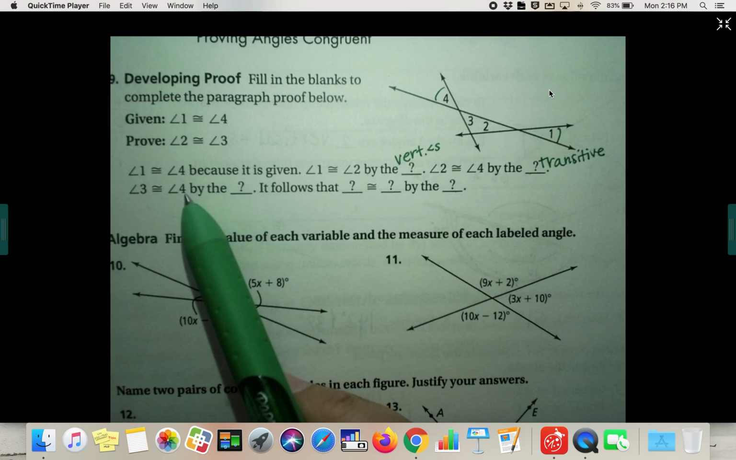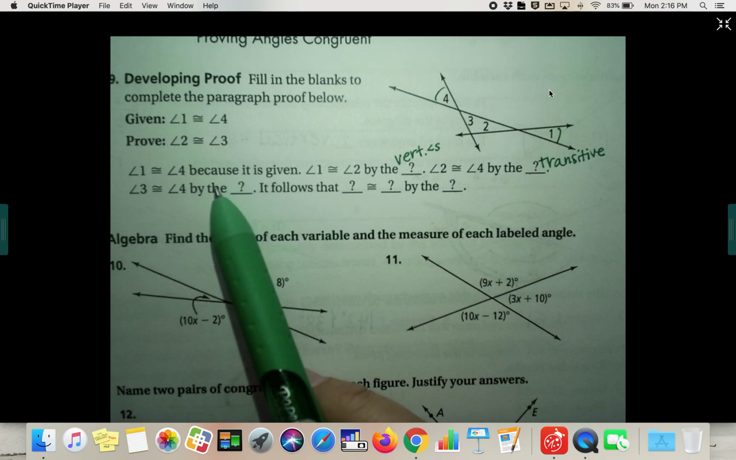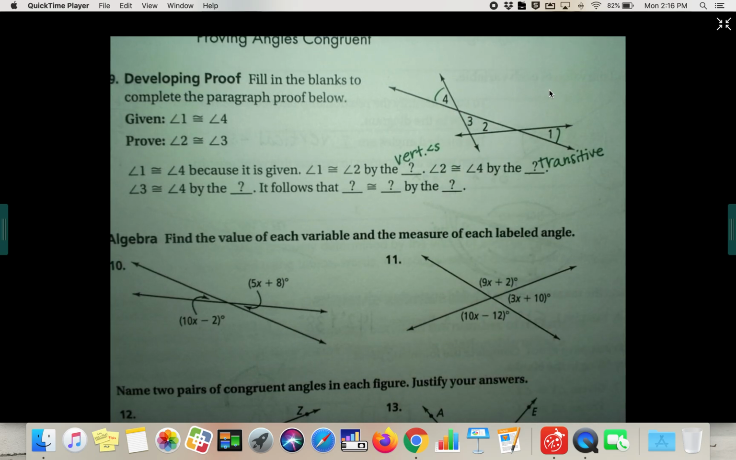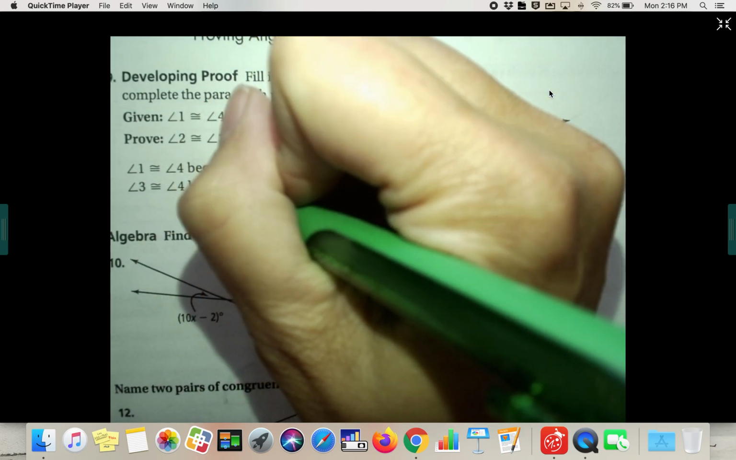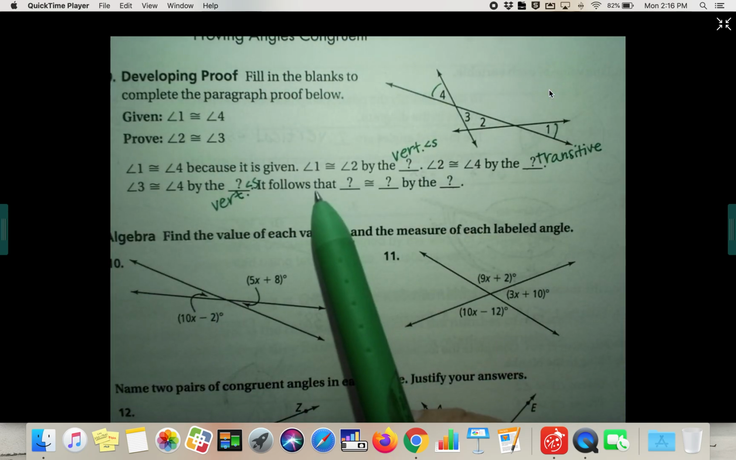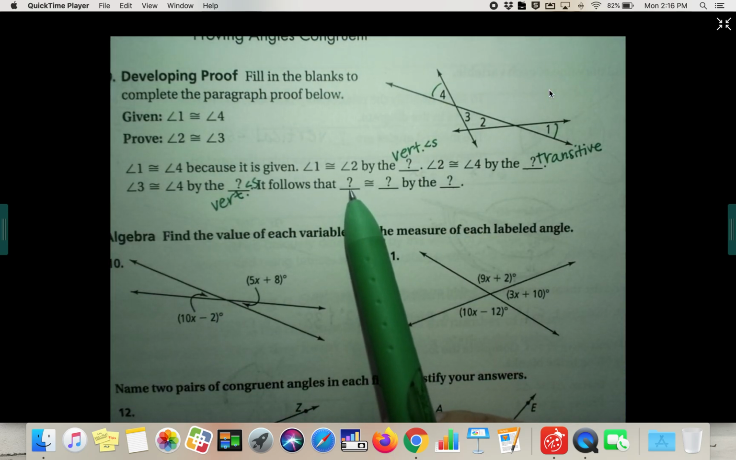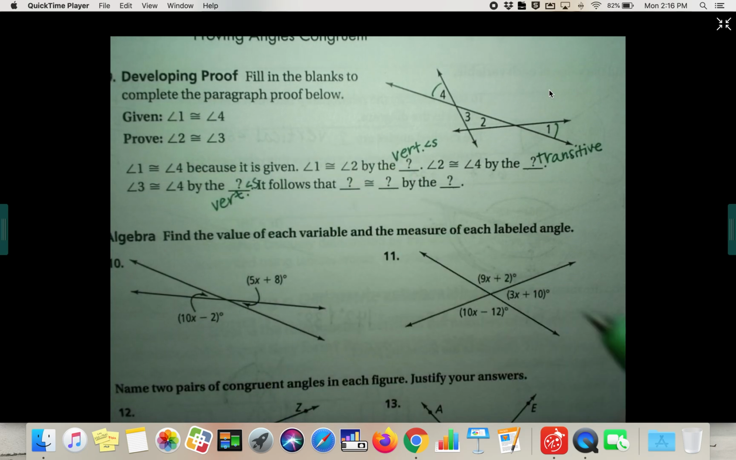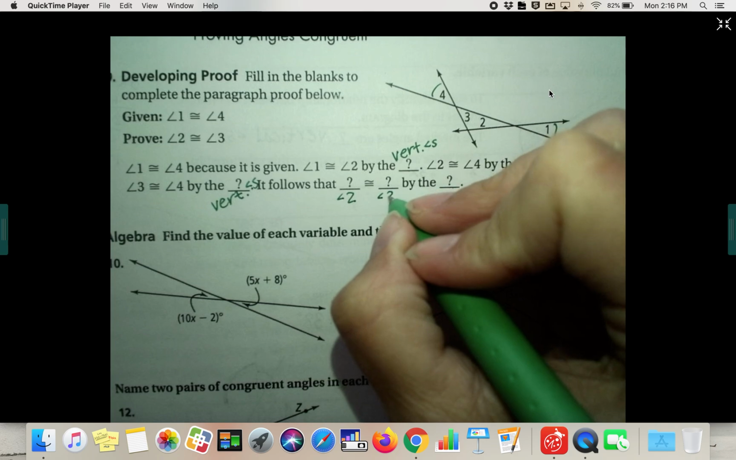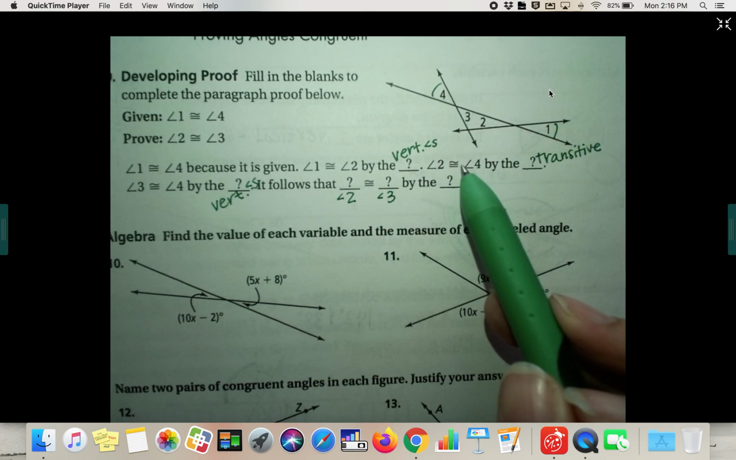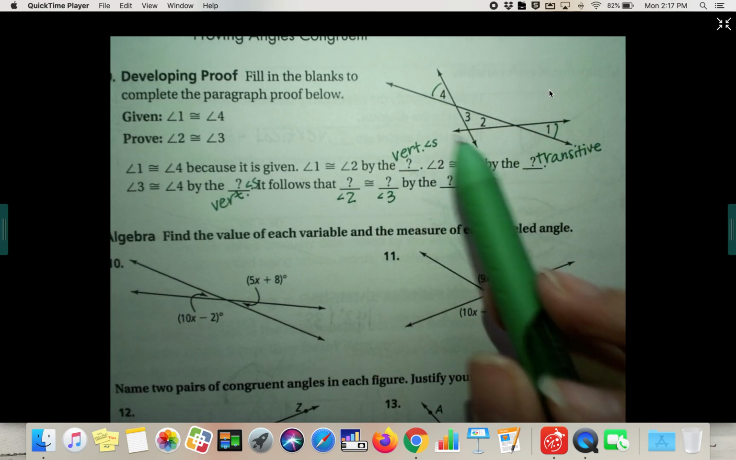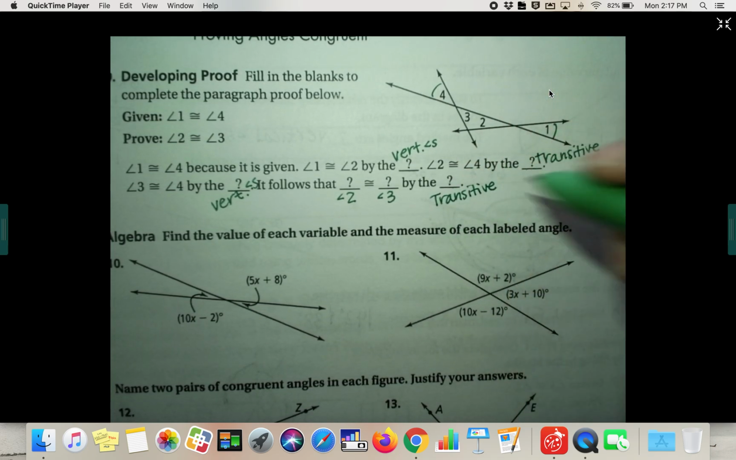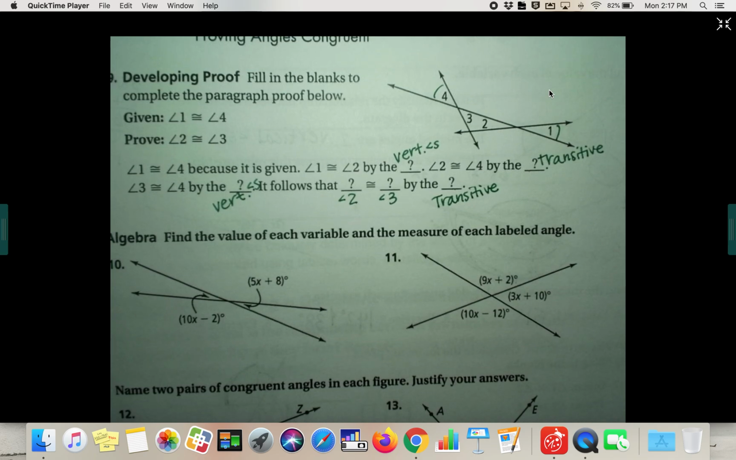And then angle 3 is congruent to angle 4 by, let's look at 3 and 4. Look at that relationship: vertical angles. And so it follows that what we're trying to prove, angle 2 is congruent to angle 3, by the transitive property, because that's what we did. We just moved them all around. Transitive property of congruence, whatever.